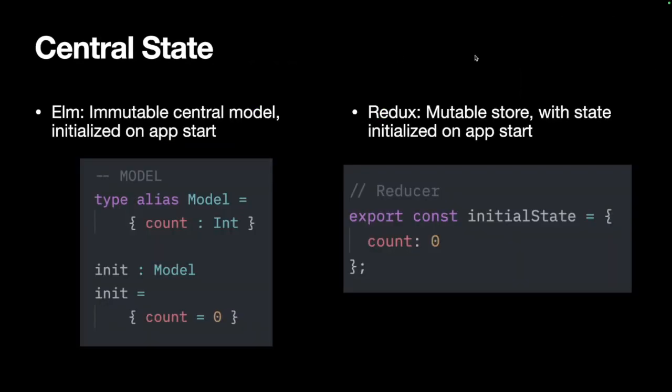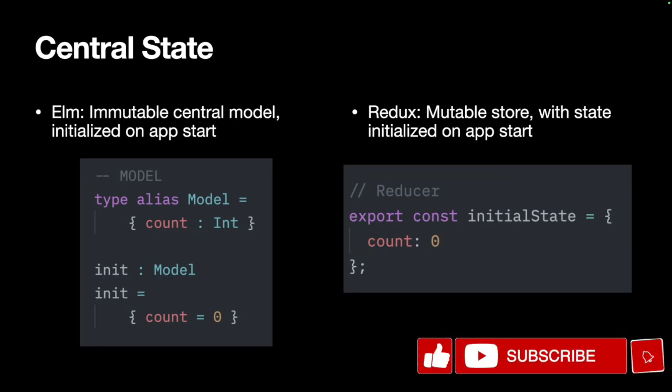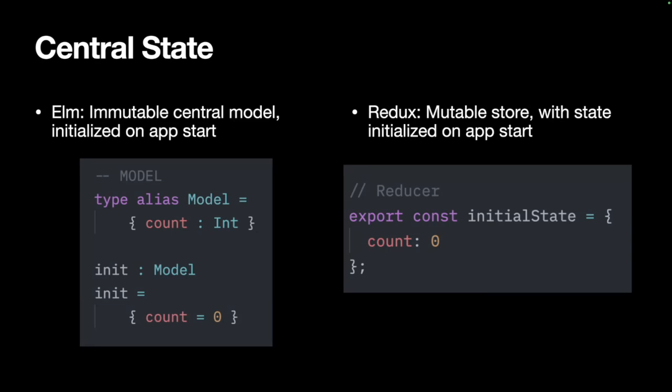All right, number 2. Redux is similar to Elm in that it has a centralized state. So in Elm, we have our immutable central model. And in Redux, we have our state. Both are initialized on app start. The difference is that because it's a feature of Elm's pure functional language, everything is immutable by default. So there's no way to mutate the model. However, in Redux, it is totally possible that there's a mutable store. And unless you bring in libraries to support immutability, other JavaScript or NPM libraries, your store is mutable.